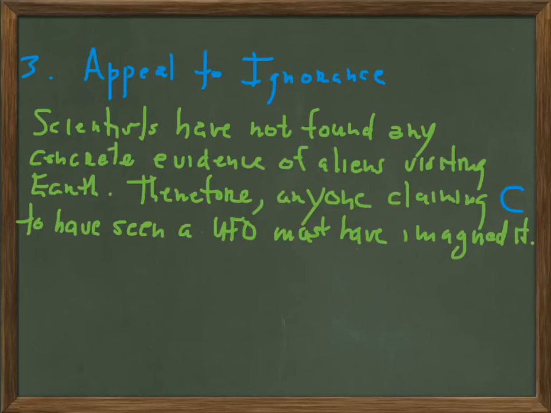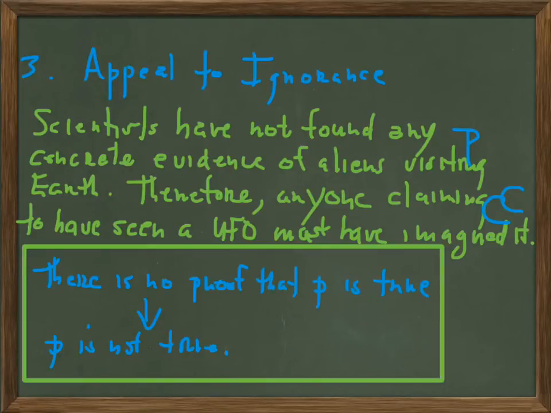Well, let's look at the structure of an appeal to ignorance argument below. The structure is: premise, there is no proof that P is true, therefore conclude P is not true. Can we definitively conclude that something is not true just because there is no proof that it is true? No. Could we say something about the likelihood of P occurring? Yes, but that's not what's being done here. We are saying P is definitively not true, and that is a claim that goes too far.